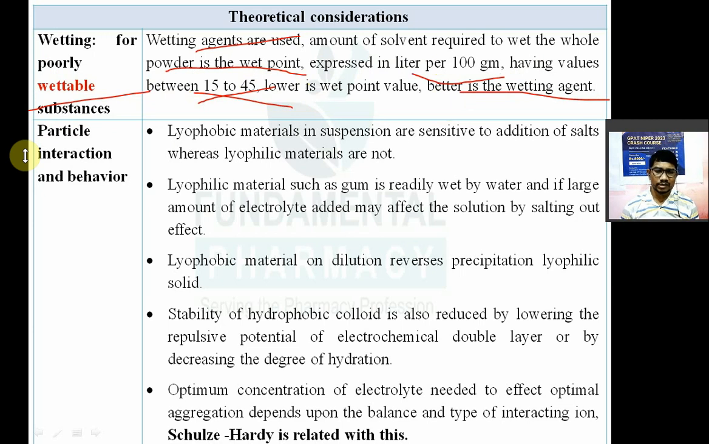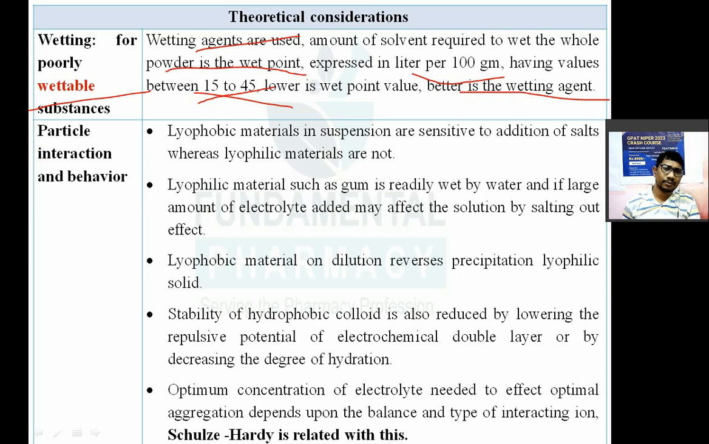The wetting agent we use to enhance wetting will also have some characteristic, some power. So obviously, the wetting power of a wetting agent is expressed in terms of wet point. That is the amount of solvent required to wet the whole powder, expressed as liter per 100 gram, and mostly a wetting agent will have a wet point value between 15 to 45. The lower the value of wet point, the more the wetting.